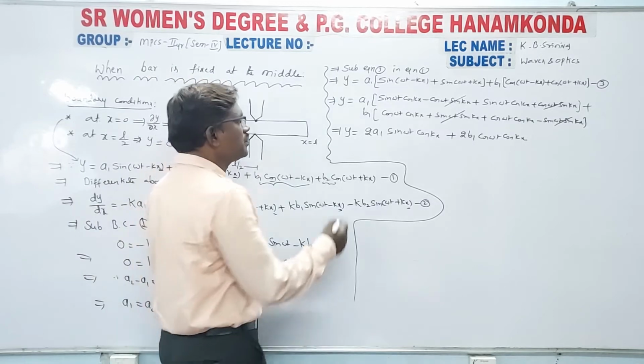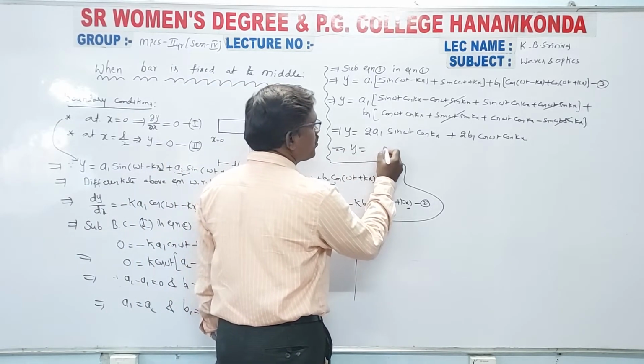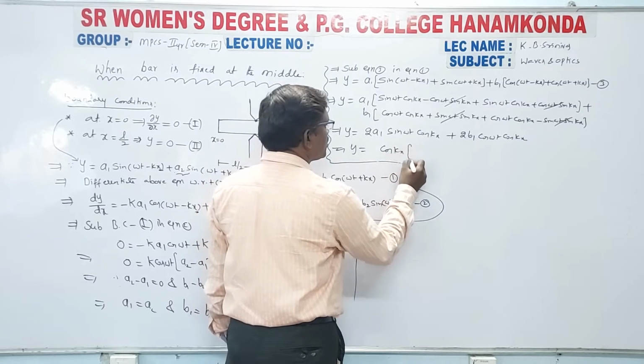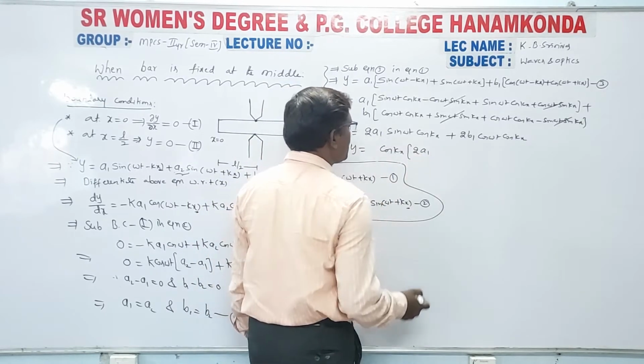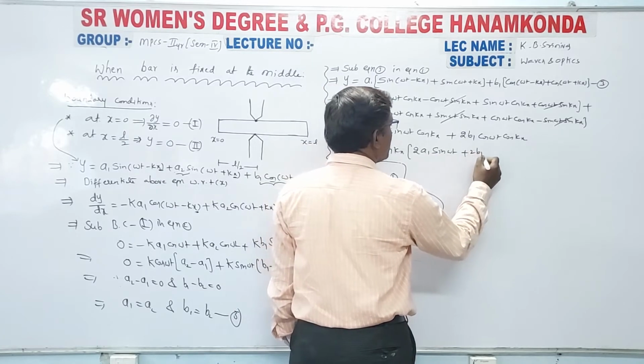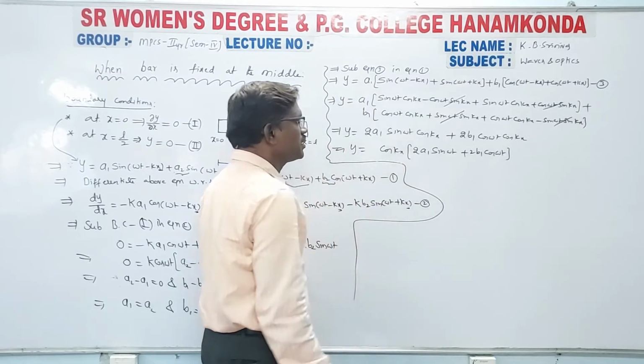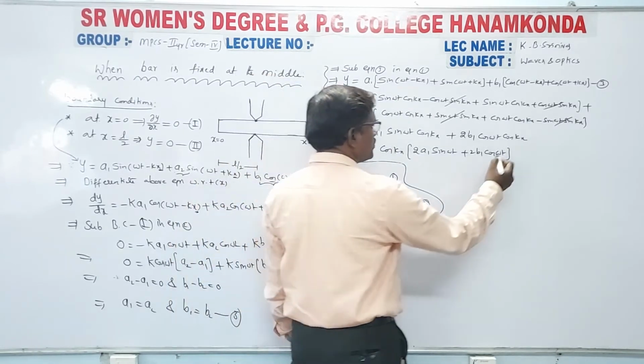Clear? So here I am taking cos kx as common. y is equal to, simply I am taking cos kx as common. So what are the terms that remain in the bracket? 2a1 sin omega t plus 2b1 cos omega t. Let this be equation number 4.